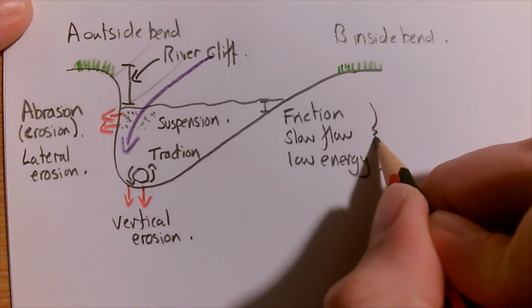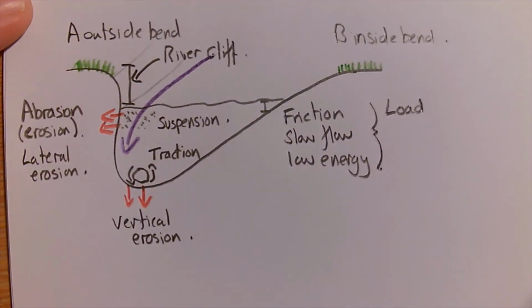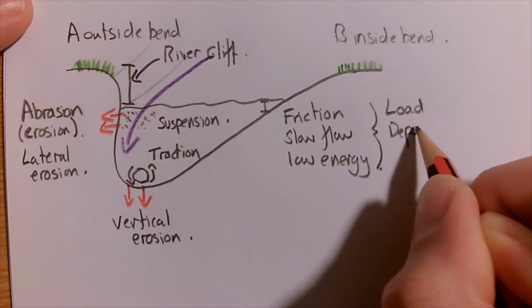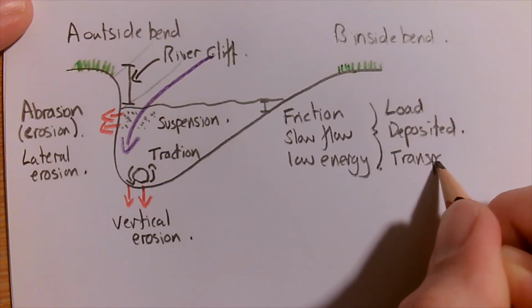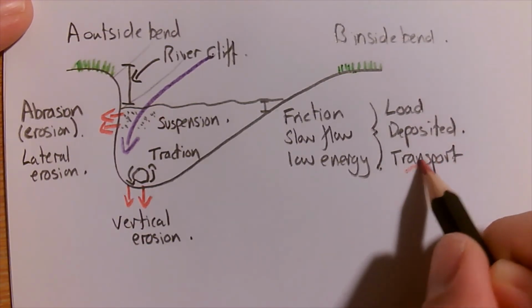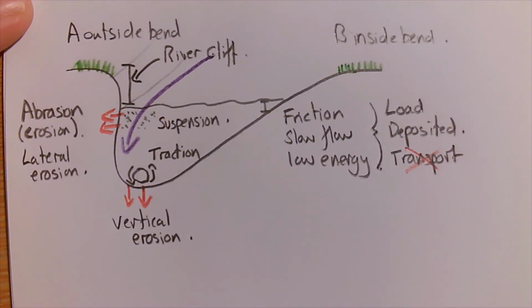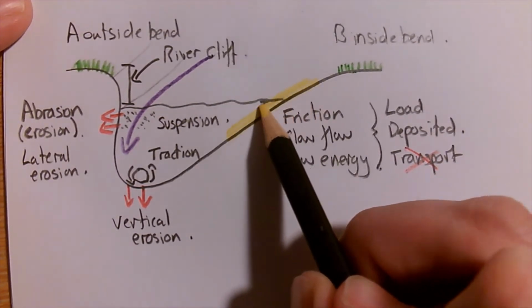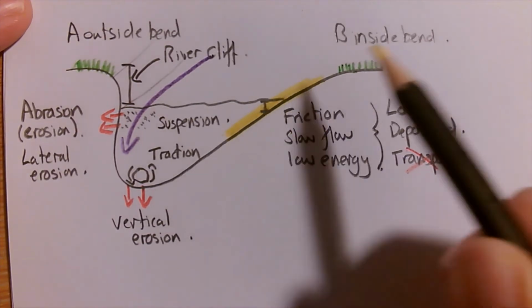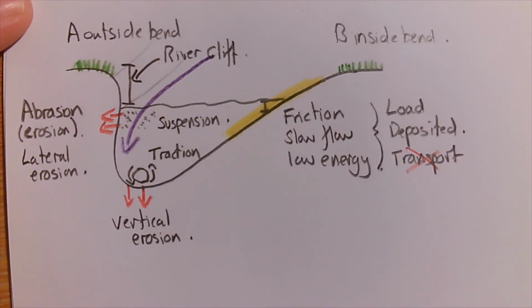Those three things mean that the load that the river is transporting, all the sediment and stones, will be deposited, because it can no longer transport that material. I'm going to cross out transport, that is not happening, and instead we get deposition. So that material starts to build up on the slope of the inside bend as deposition. And you'll see that as a visible outcrop of sands and gravels.